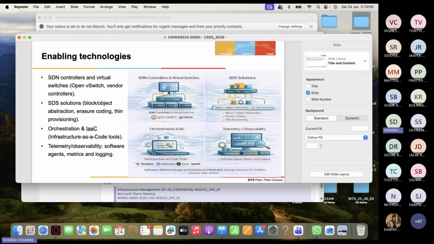DevOps is a culture and set of practices that combines Dev, meaning development, and Ops, meaning operations, to deliver software faster, more reliably, and continuously. So that is called DevOps, development and operations. It removes the traditional gap between the developers and the IT operations. Both are together now, DevOps.